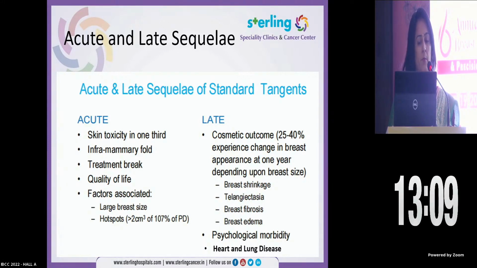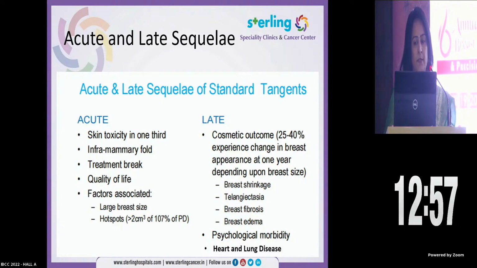most importantly, in patients who had a large breast size or where hotspots were seen, more than 2 cubic centimeters of the 107% of the prescription dose. As far as the late sequelae are concerned, it was the cosmetic outcome being affected, seen in 25 to 40% of cases, or heart and lung disease.